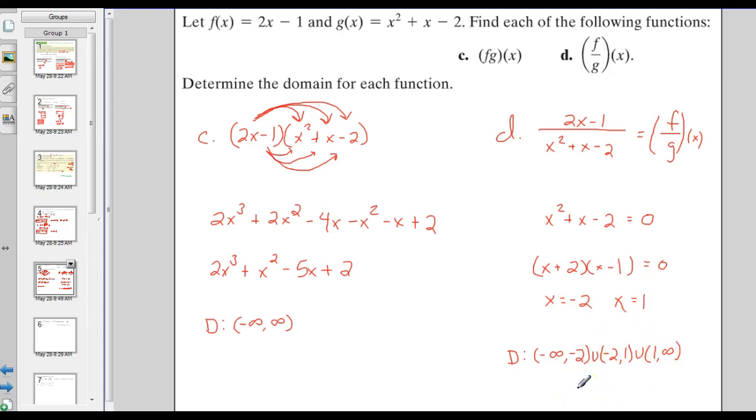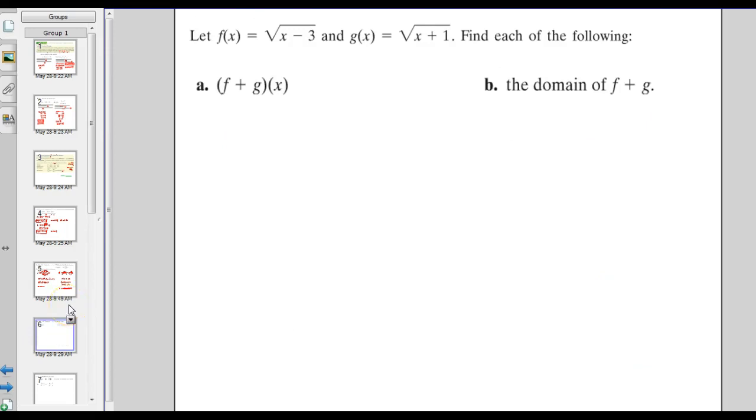So this is what I mean by you can't lose restrictions, but you can pick up restrictions. So we didn't have any restrictions in the original f and g, but especially here when we bring in division, when there was no division in either of these two original functions, a lot of times you will pick up restrictions. So now, no restrictions, two restrictions. Alright, let's try this.